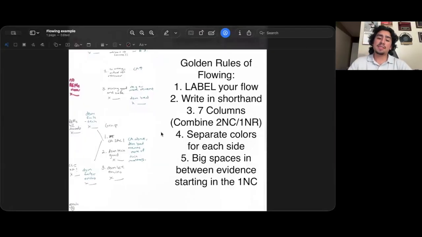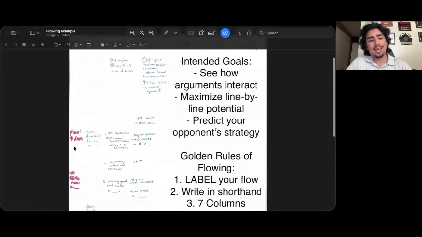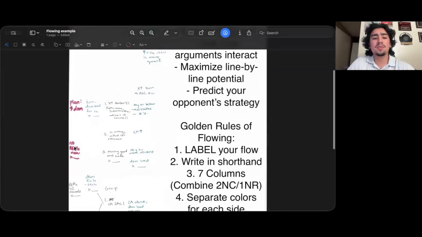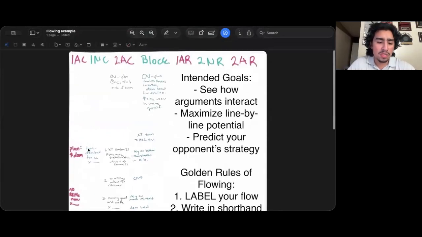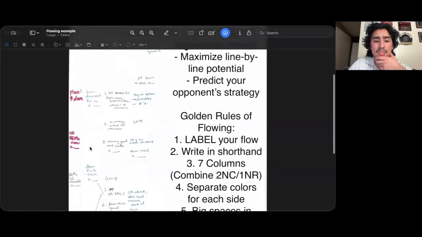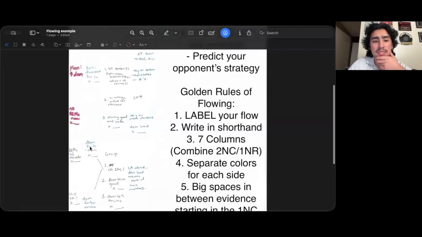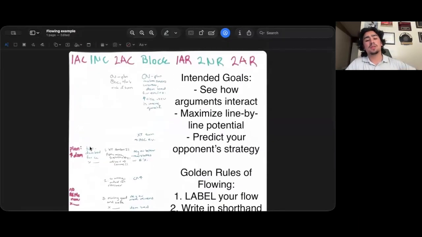And then 5 is big spaces in between evidence starting in the 1NC. What I mean by that is what you'll see is the 1AC has considerable space in between, but in the 1NC, when we start with this argument that says turn right here at the 1NC column, I start having really big spaces in between for each argument. The reason is because once the 2AC column starts, the arguments start proliferating.